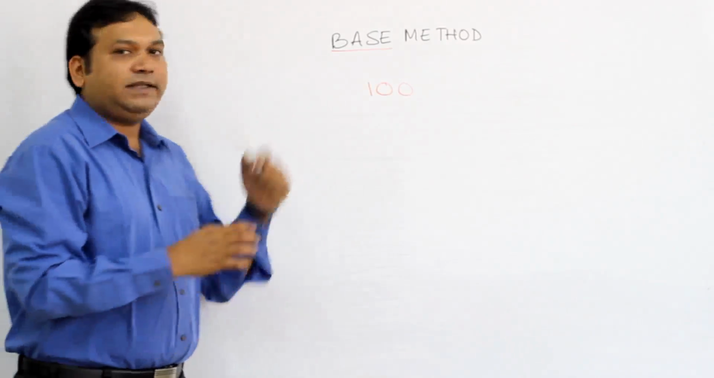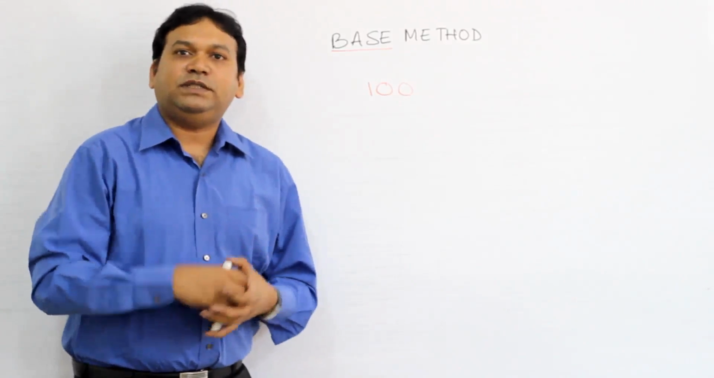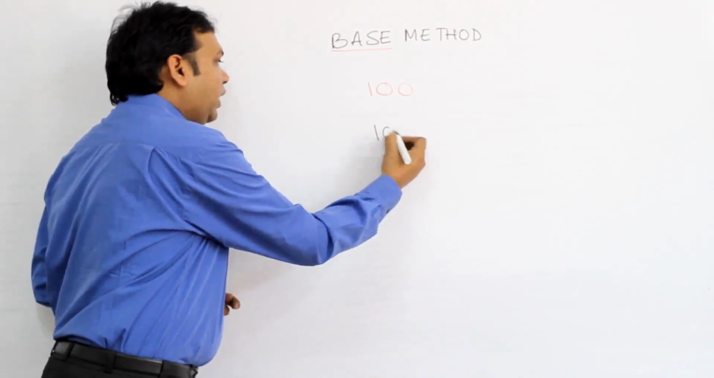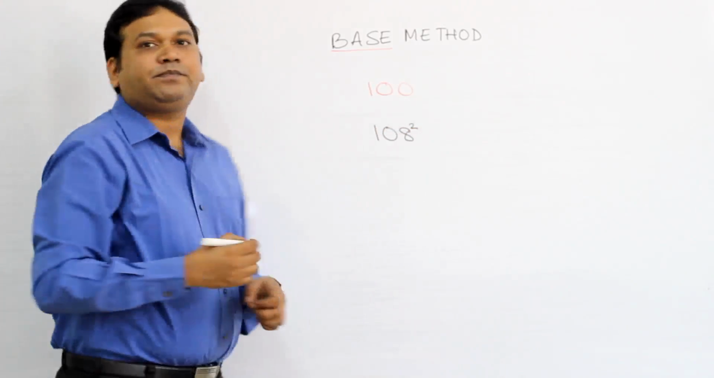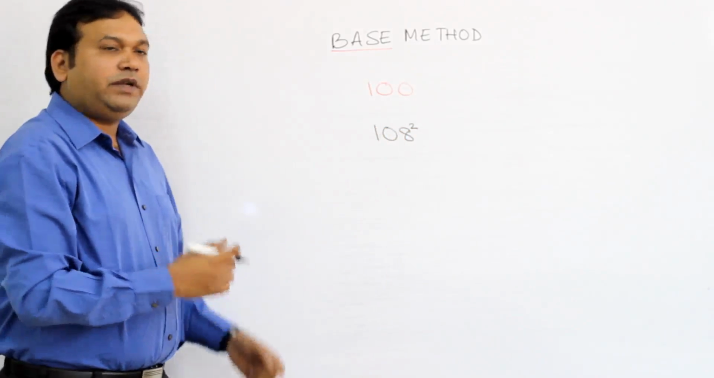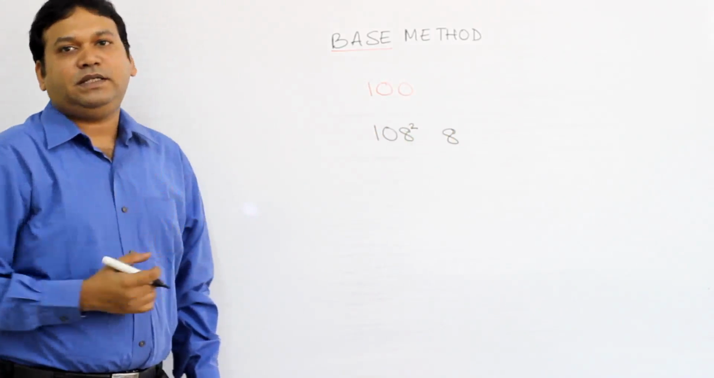Let's say we take 100 as a base and we'll try to find out the squares of numbers nearby 100. Let's say I want to find out what is 108 square. 108, as we can see, is more than 100. So how much more than 100 is it? It is 8 more than 100. 100 plus 8 is 108.